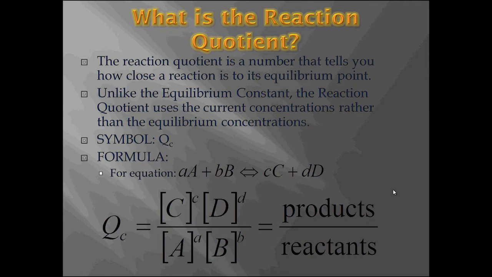What is the reaction quotient? The reaction quotient is a number that tells you how close a reaction is to its equilibrium point. Unlike the equilibrium constant, the reaction quotient uses the current concentrations rather than the equilibrium concentrations. The symbol of the reaction quotient is Q sub C, and the formula is identical to that of the equilibrium constant.